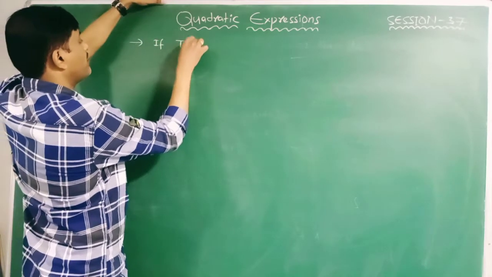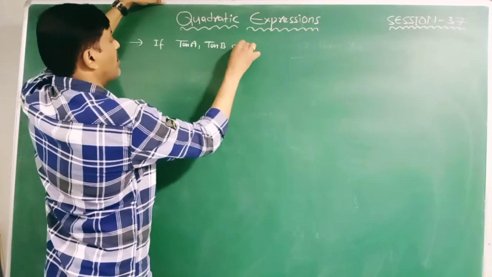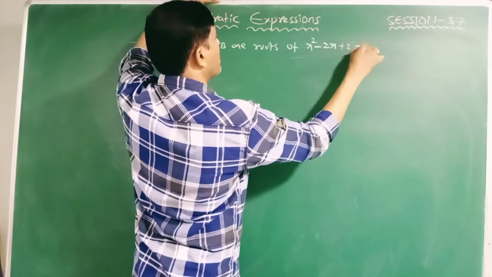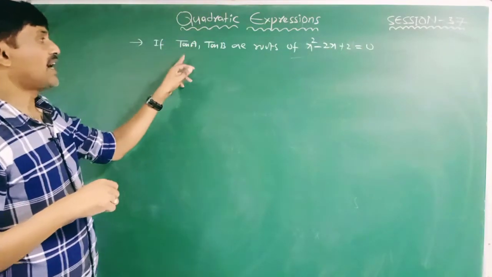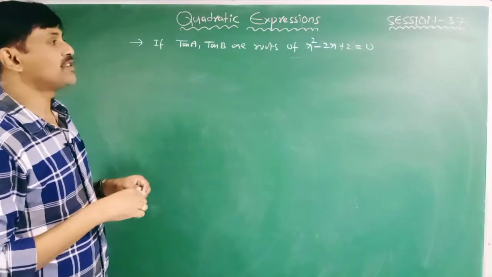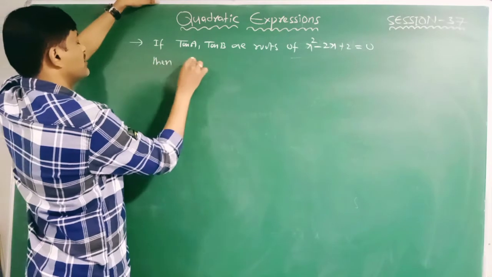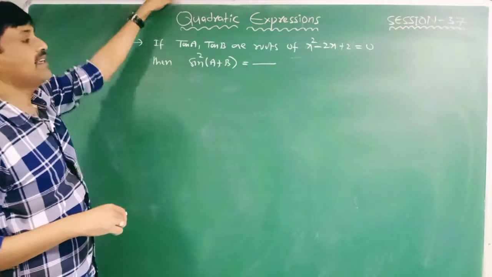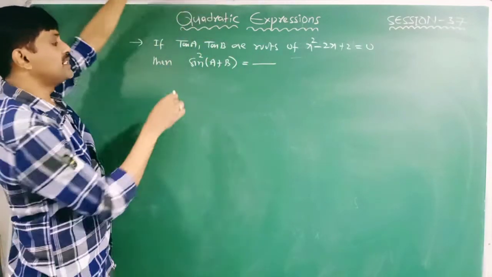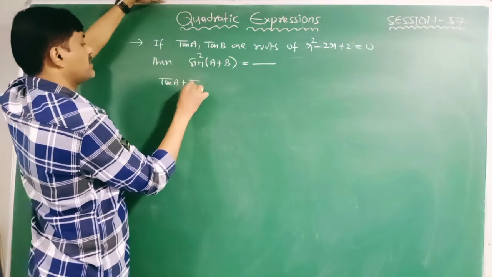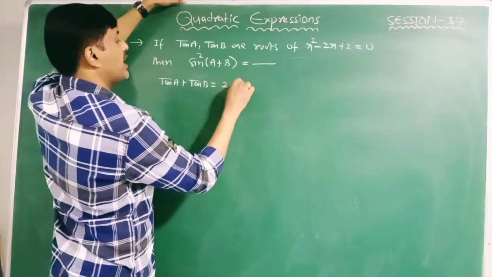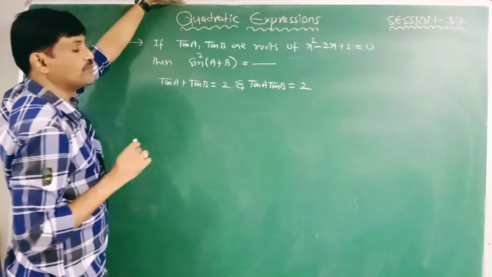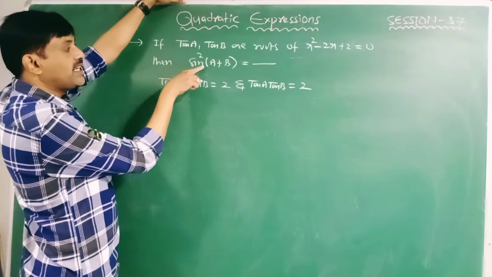If tan A, tan B are roots of x square minus 2x plus 2 is equal to 0, then sine square of A plus B is equal to... Here tan A, tan B are roots, which means the sum of the roots, tan A plus tan B, is equal to 2, and the product of the roots, tan A tan B, is also equal to 2. Now we have to find sine square of A plus B.